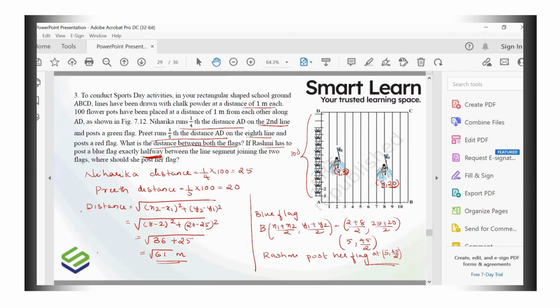Now next question. A blue flag exactly halfway between the line segments. So exactly halfway means what, children? We have to use the midpoint formula. So x1 plus x2 by 2 comma y1 plus y2 by 2. That is 2 plus 8 by 2 comma 25 plus 20 by 2. So you will get 5 comma 45 by 2.